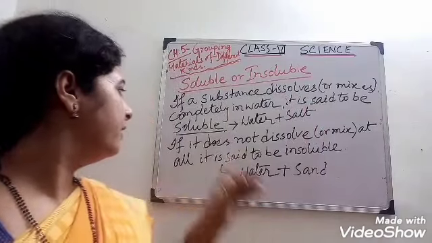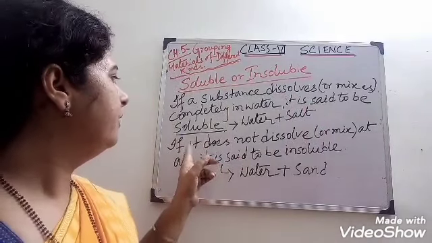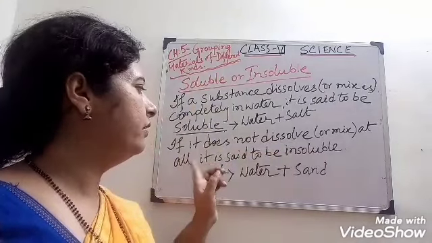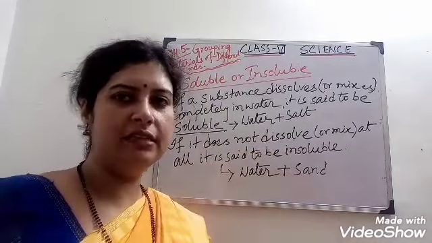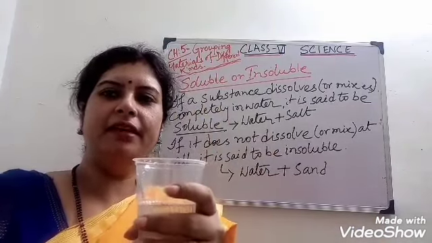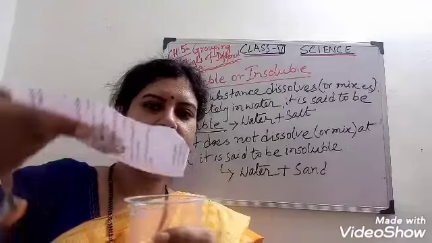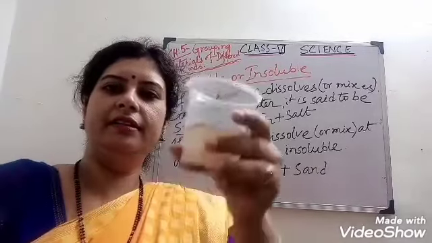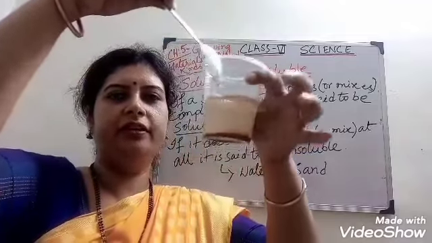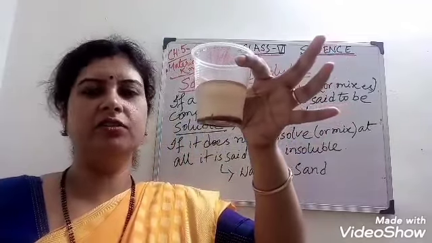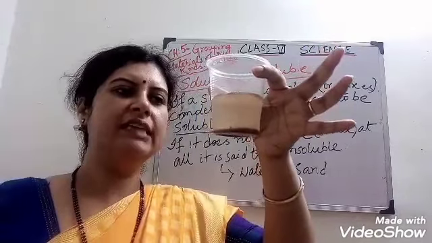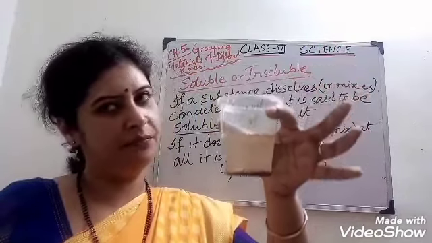Now next, insoluble. If the substance does not dissolve at all, it is said to be an insoluble substance. Again I am taking a glass of water and mixing some sand in it and going to stir. And children, observe, this sand does not mix with this water. So we can say sand is an insoluble substance.